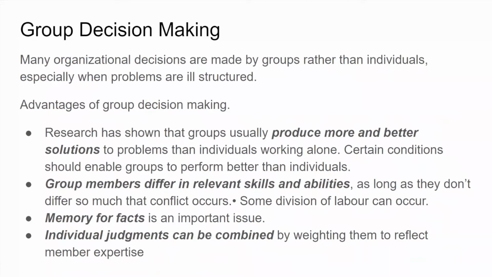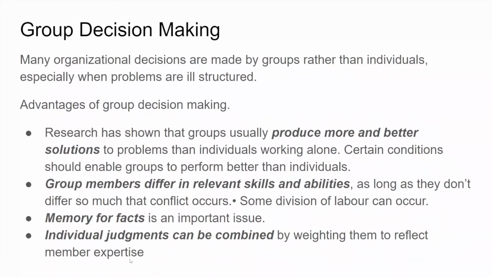And we've got more advantages here. Research has shown that groups produce more and better solutions to problems than individuals working alone. Certain conditions should enable groups to perform better than individuals. Group members differ in their relevant skills. So we bring people together who have certain skills in marketing, certain skills in finance, certain skills in accounting, certain skills in economics. Bringing those all together will allow the combination of all those skill sets to produce a better decision. It also creates conflict, of course, because one's perspective is going to be very different than others.